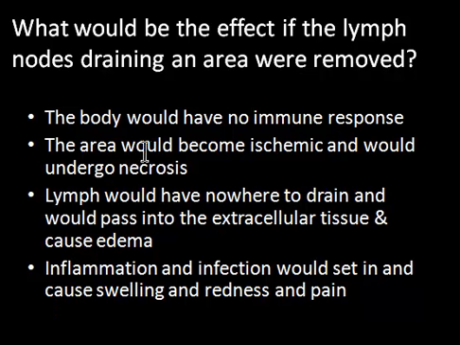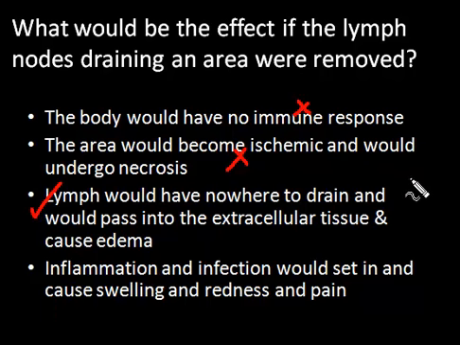The second one, the area would become ischemic and would undergo necrosis. Remember, ischemia is something to do with lack of blood supply. Now this is lymphatic drainage, so therefore this is also not correct, because we are not saying that the blood supply is compromised. So this answer is also not correct. The third choice, lymph would have nowhere to drain and would pass into the extracellular tissue and cause edema. Yes, this is what would happen.